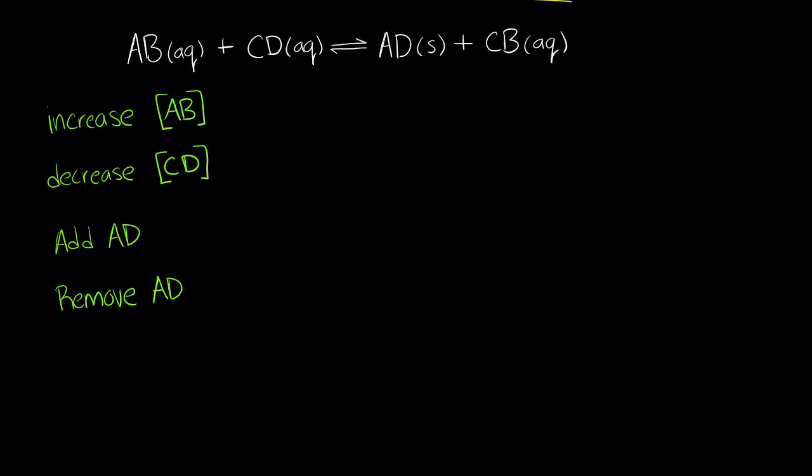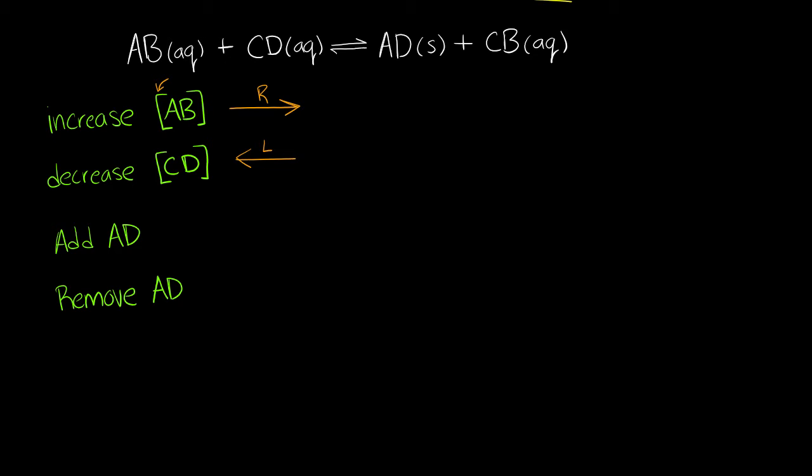Suppose you have this hypothetical reaction, aqueous AB plus aqueous CD yields an equilibrium, solid AD plus aqueous CB. If you increase the concentration of AB, that's what these brackets mean, as you remember from learning about molarity. Those square brackets around a solution mean the concentration or the molarity of that solution. If you increase the concentration of AB, it'll shift the reaction toward the right. If you decrease the concentration of CD, it'll shift the reaction toward the left.